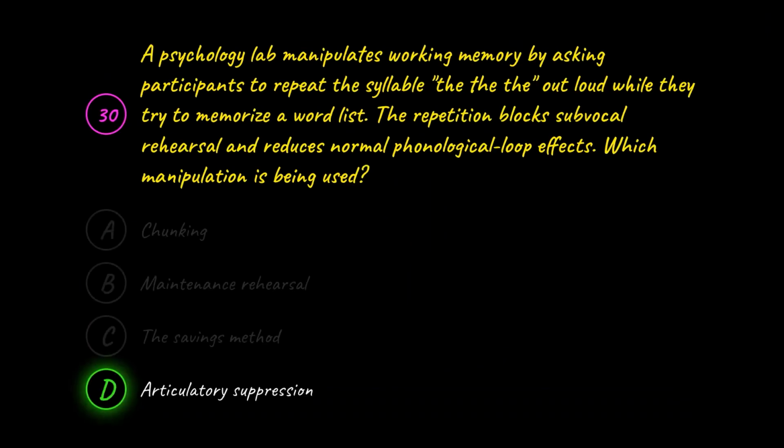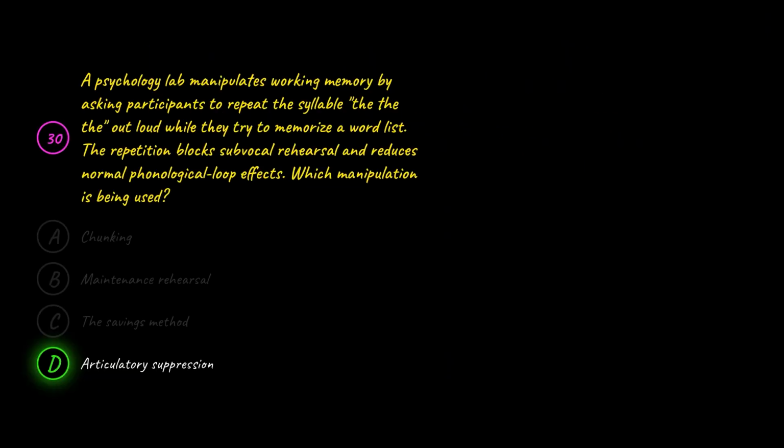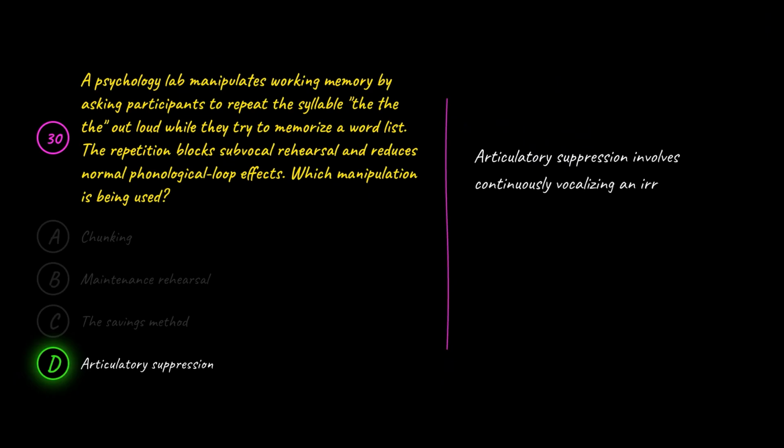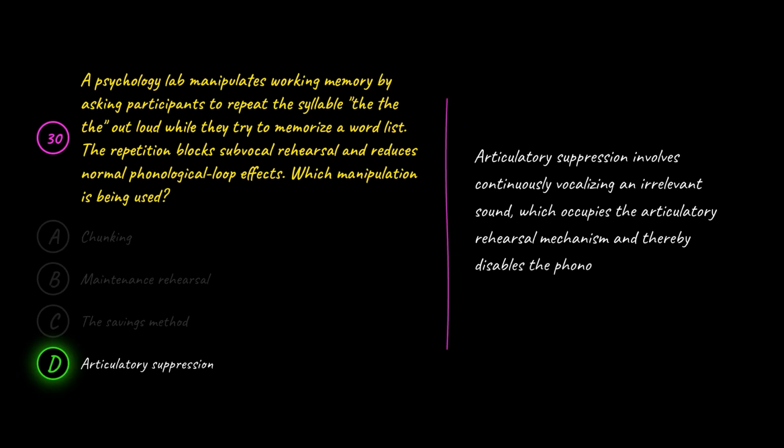The correct answer is D. Articulatory suppression. D is correct because articulatory suppression involves continuously vocalizing an irrelevant sound, which occupies the articulatory rehearsal mechanism and thereby disables the phonological loop's normal contribution to working memory.